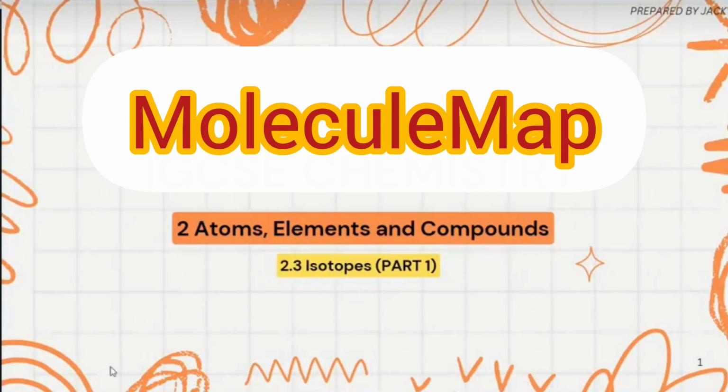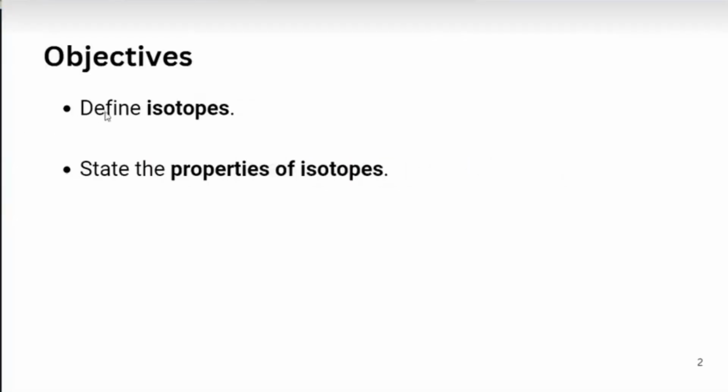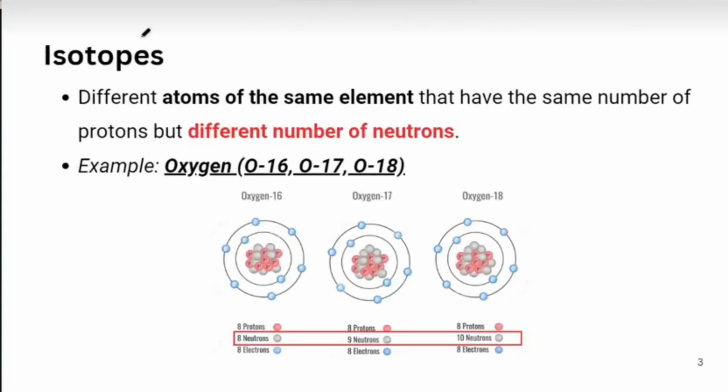Subtopic called isotopes. So in this lesson, we will define what isotopes are and the properties of isotopes. Alright, so what are isotopes? Isotopes are defined as this: the atoms of the same element, remember, atoms of the same element, that have different numbers of neutrons. We call them isotopes. For example, oxygen has 3 isotopes: oxygen 16, oxygen 17, and oxygen 18.